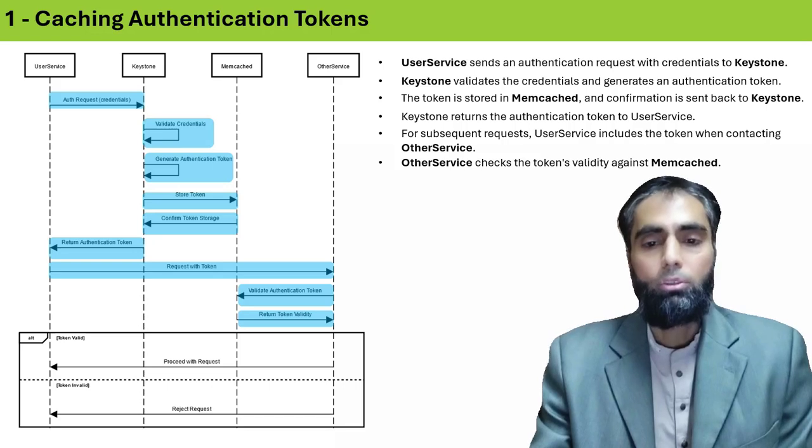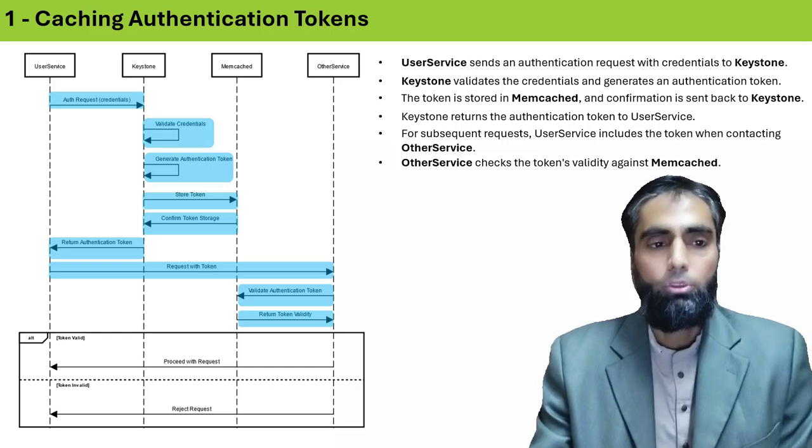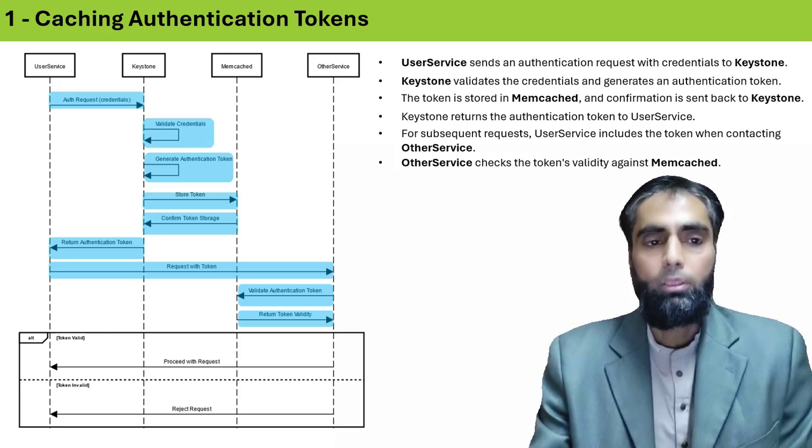Otherwise the request is rejected and it is not processed. So these are the number of steps which are usually followed between the Keystone and Memcached for generating the authentication information and saving the authentication tokens into the memory store.